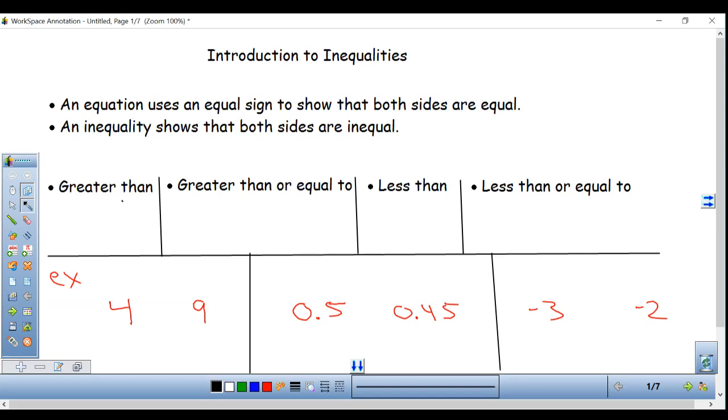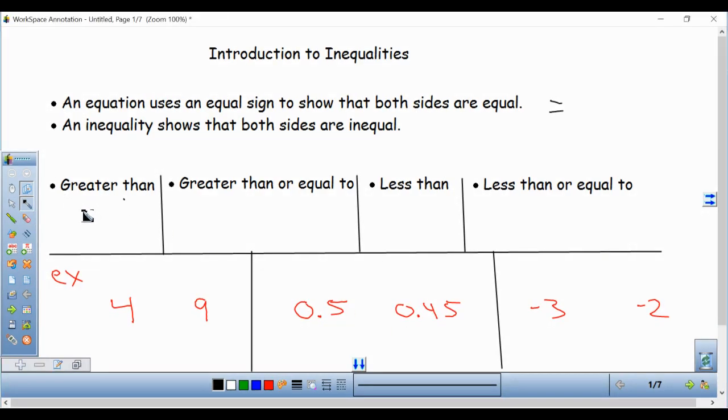So what are inequality signs? Well, an equation uses an equal sign to show both sides are equal. But an inequality shows that both sides are unequal. They're not equal. One can be more or less than the other. So we have 4 different inequality symbols. We have greater than, which looks like this. We have greater than or equal to, which is the greater than symbol, and a line underneath. Anytime you see that line underneath, it also means or equal to. Less than, which is the opposite of the greater than, and then less than or equal to.